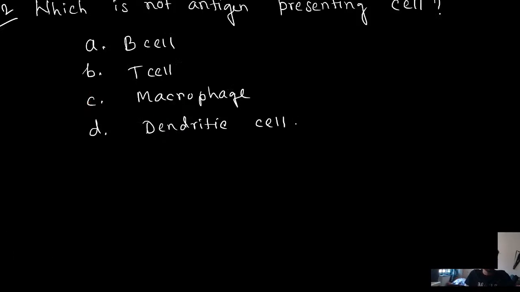Hello, good morning, Priti. Next: which is not an antigen presenting cell? B cell, T cell, macrophage, and dendritic cell. We all know there are some antigen presenting cells. They present the antigen to the T cell, because the T cell can't directly attack or do anything on the antigen. So the T cell actually needs something. The answer is B. I have already mentioned the answer.